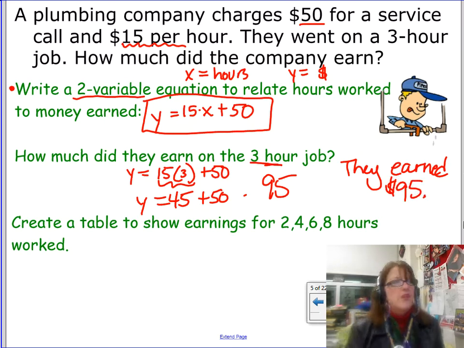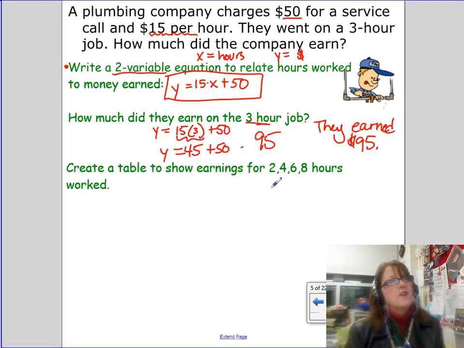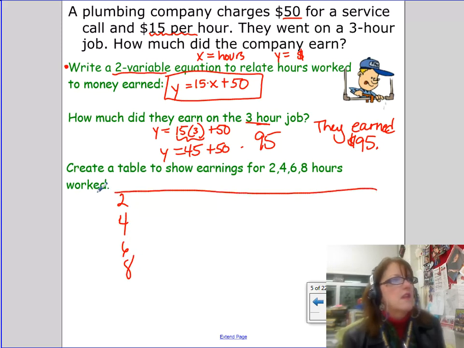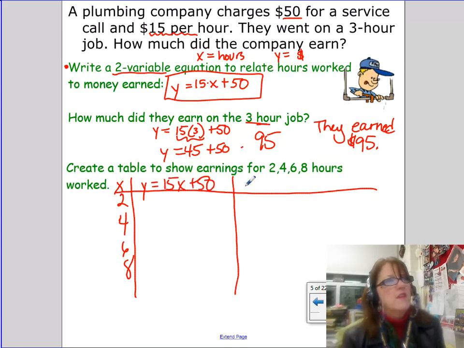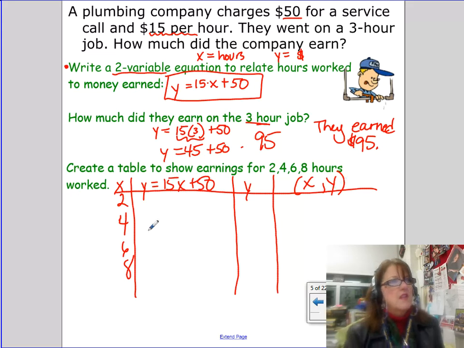Boom. There you go. Then it says create a table to show the earnings for 2, 4, 6, or 8 hours worked. All right. So I think on your table, you've got your X values here that say 2, 4, 6, 8. Okay. All right. And that's our input here. And then we have the equation 15x plus 50. Okay. Then you'll have your output, the Y value, and then what our coordinates are. Okay. All right, here we go.